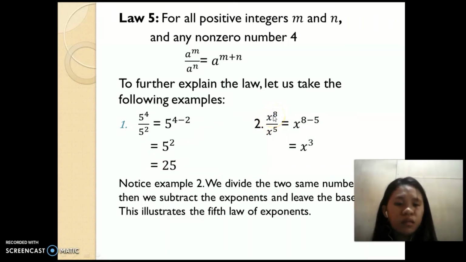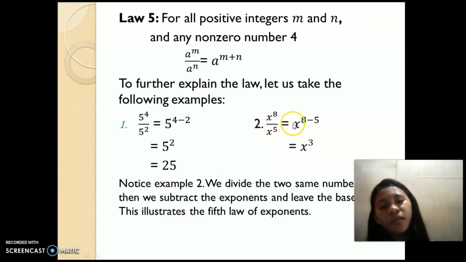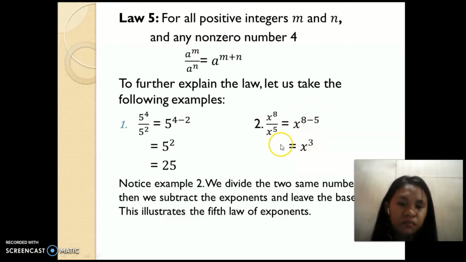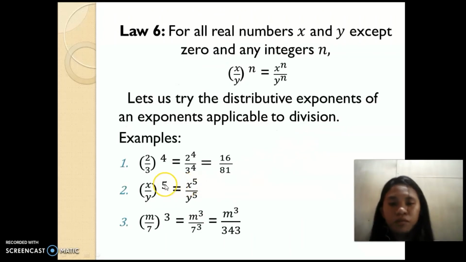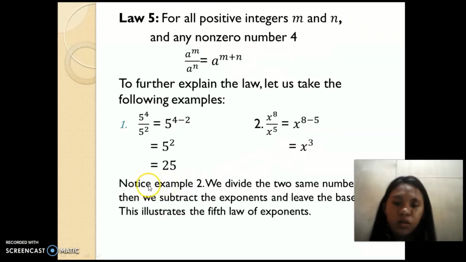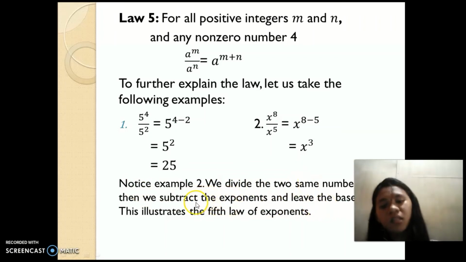Example number 2: x raised to 8 over x raised to 5. So we have x raised to 8 minus 5, which is x raised to 3. Notice in example number 2, we divide the same number x, then we subtract the exponents and leave the base as it is. This illustrates the fifth law of exponent.